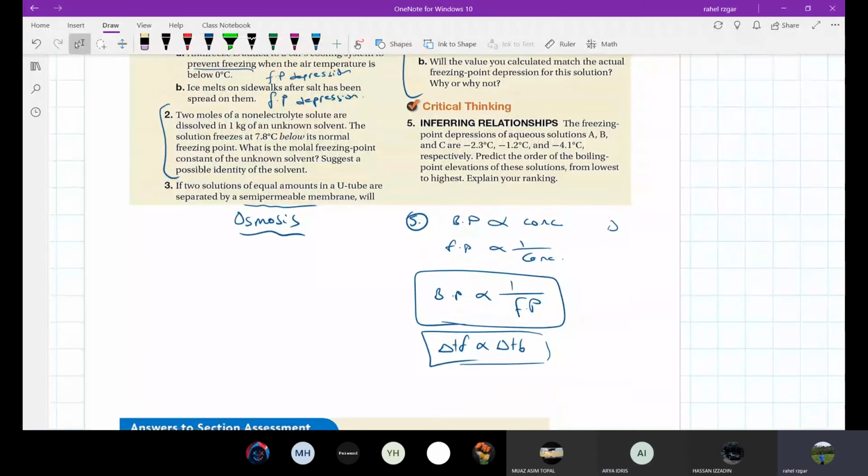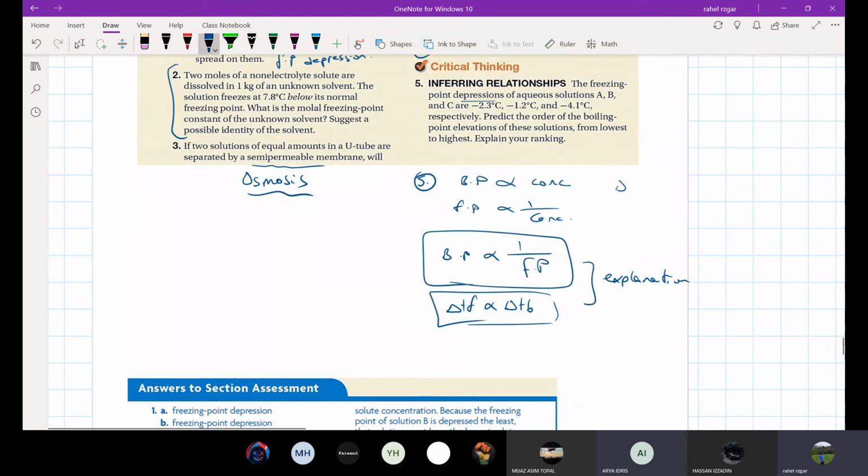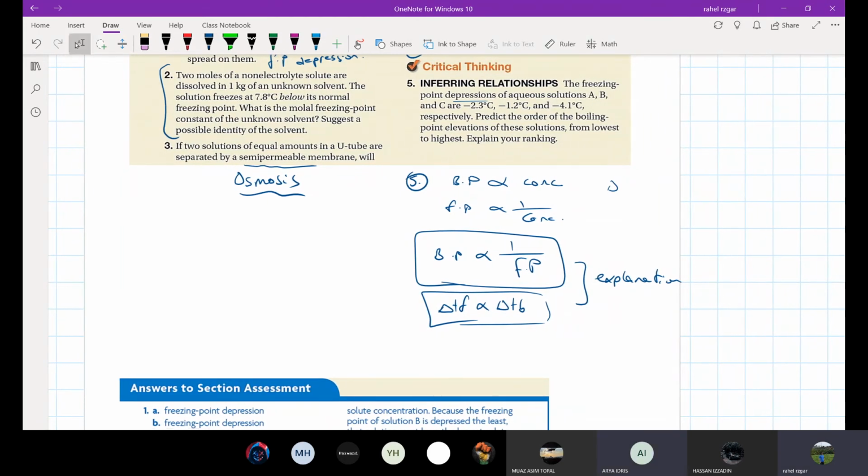The freezing point depressions of aqueous solutions A, B, and C are these three numbers, respectively. Predict the order of the boiling point elevations of these solutions from lowest to highest. Explain your ranking. This is the explanation. But what about the order? Which one has the lowest freezing point? This is the lowest freezing point. It means that it has the highest freezing point depression. It has decreased the most.